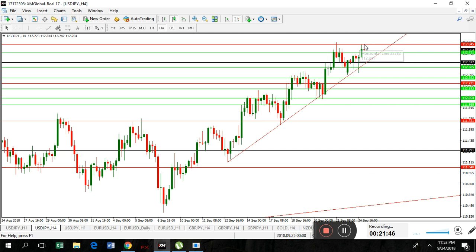So it will be interesting to watch how it plays out here, because a break above could potentially lead into new prices or new higher highs. So it would form a higher high.